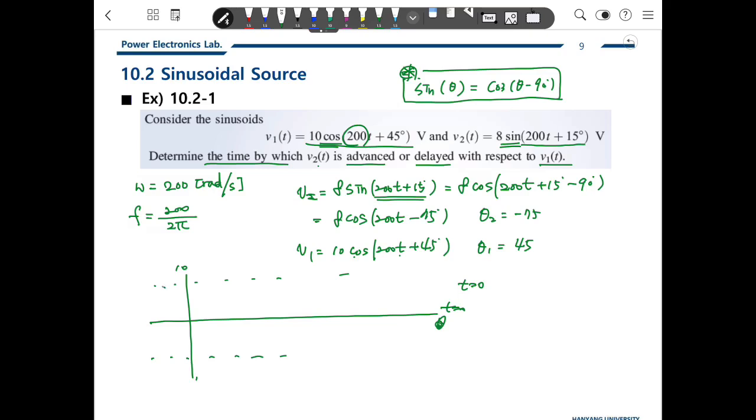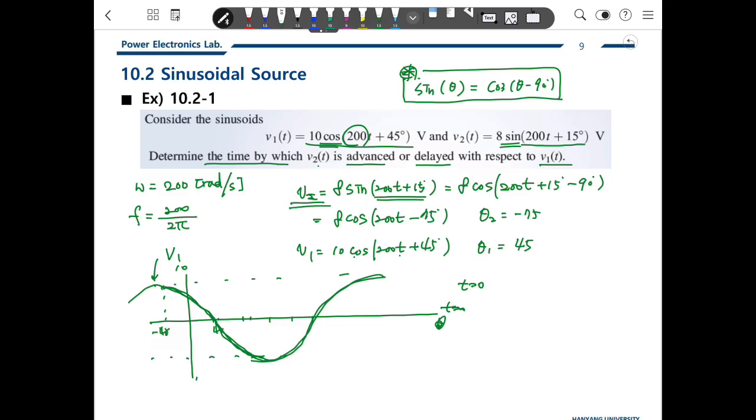So this is minus 45, the peak values, and this is 45, then there will be a waveform like that. This is a waveform of V1. This is V1. And how about the V2?